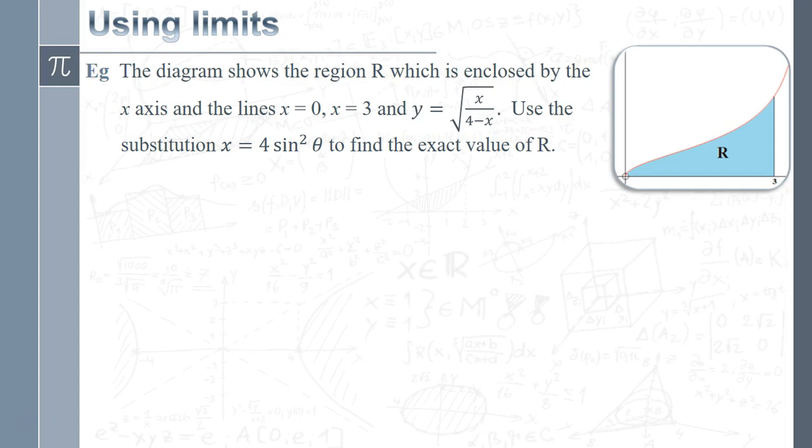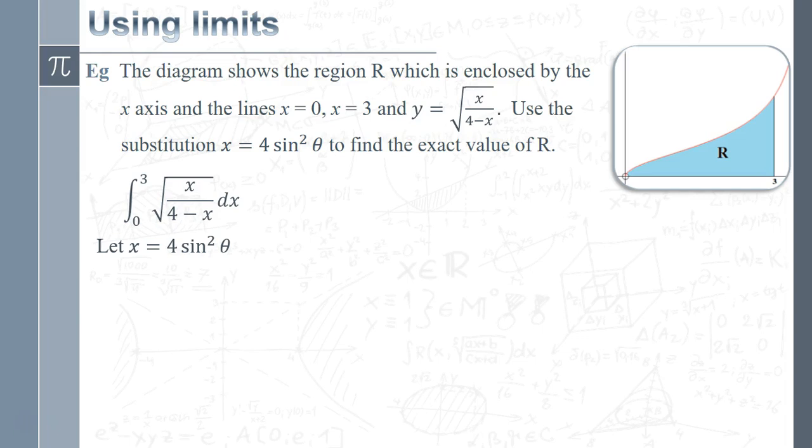So what we've got to do, we've got to find the area under the curve being square root of x over 4 minus x. We're told the substitution, we've got limits, and it says find the exact value of R. Okay, on we go. So that's the integration that we need to do. That is the substitution that we're being told to use.